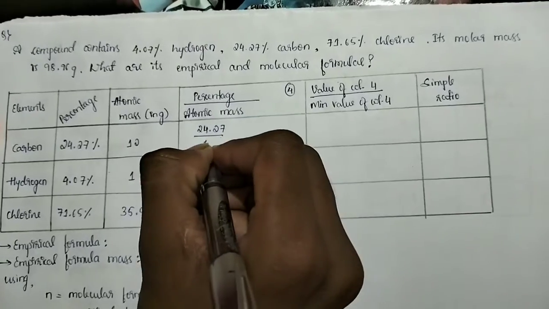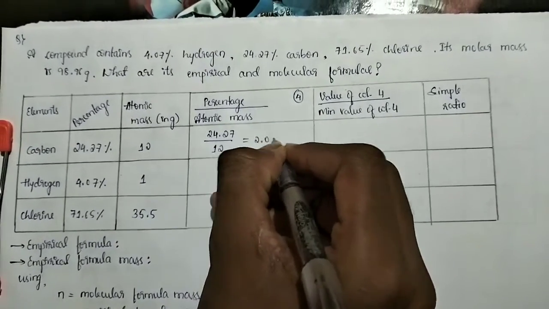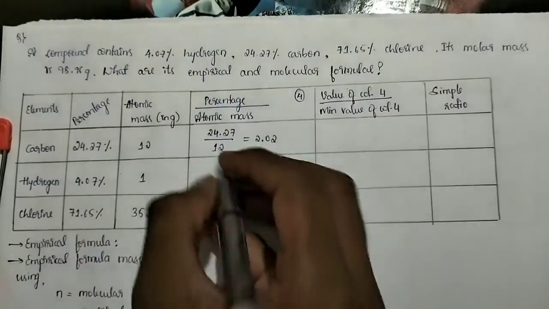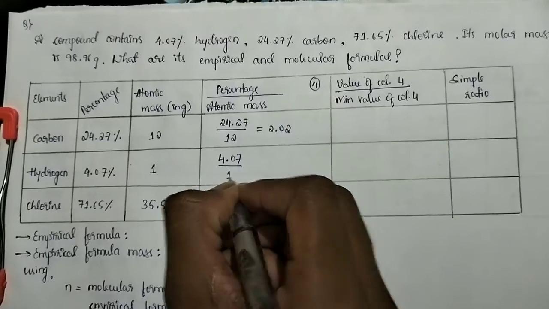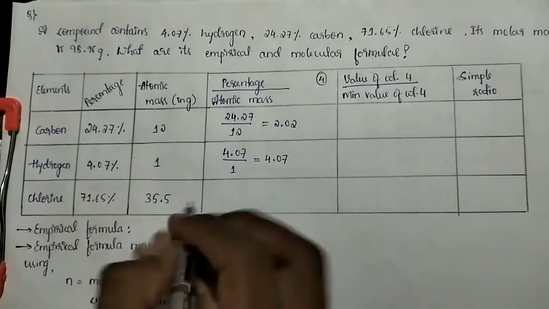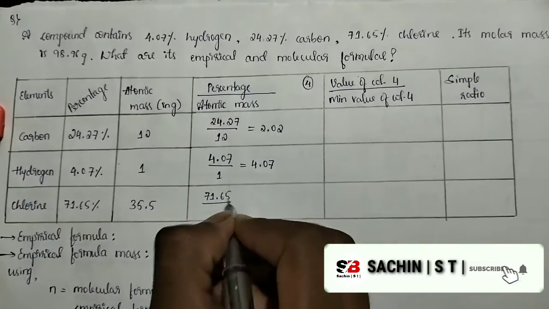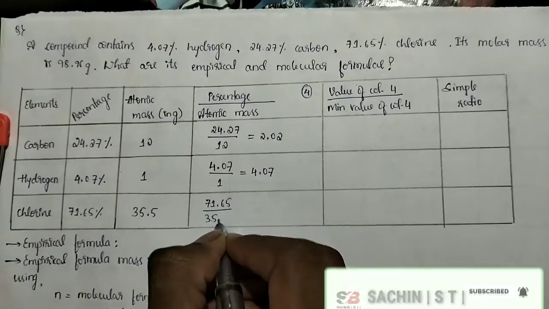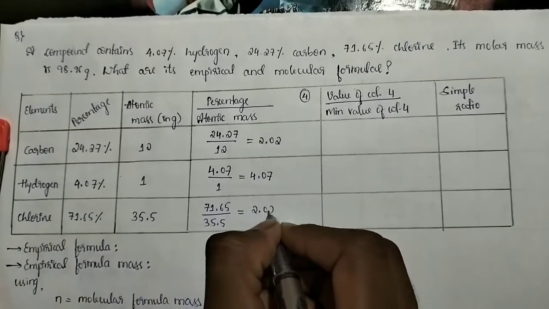So dividing the percentage by the atomic mass, for carbon it's 24.27 by 12. We are going to get around 2.02 approx, and for hydrogen it's 4.07 by 1, which is again 4.07. For chlorine it's 71.65 by 35.5. Here again we'll get an approximate value of 2.02.